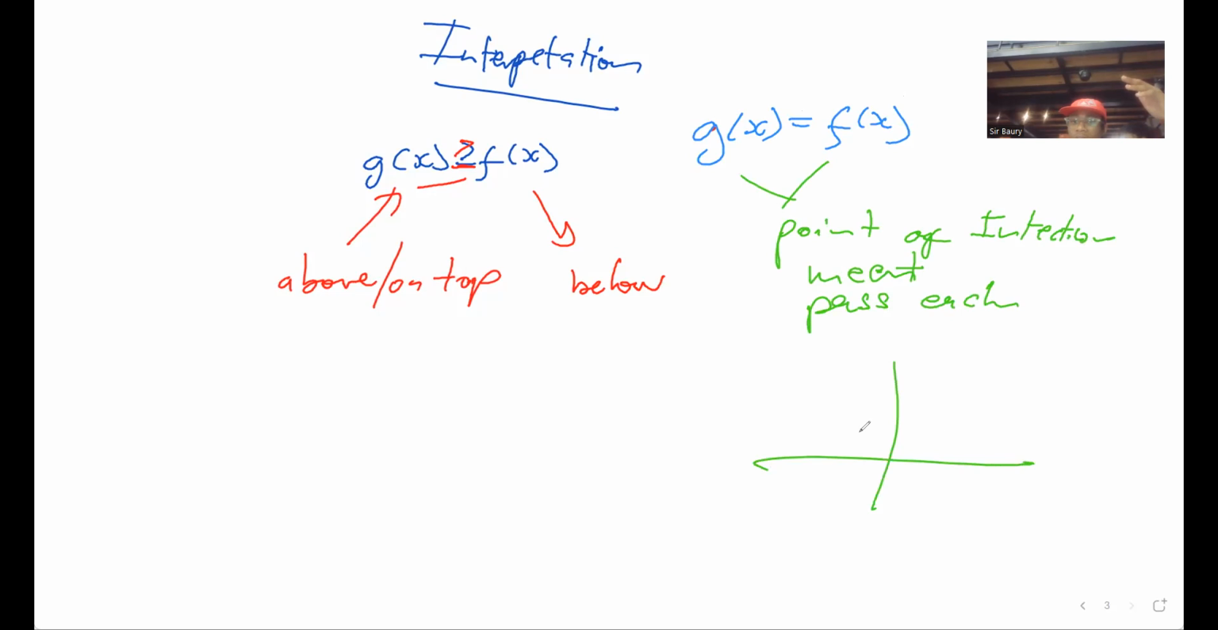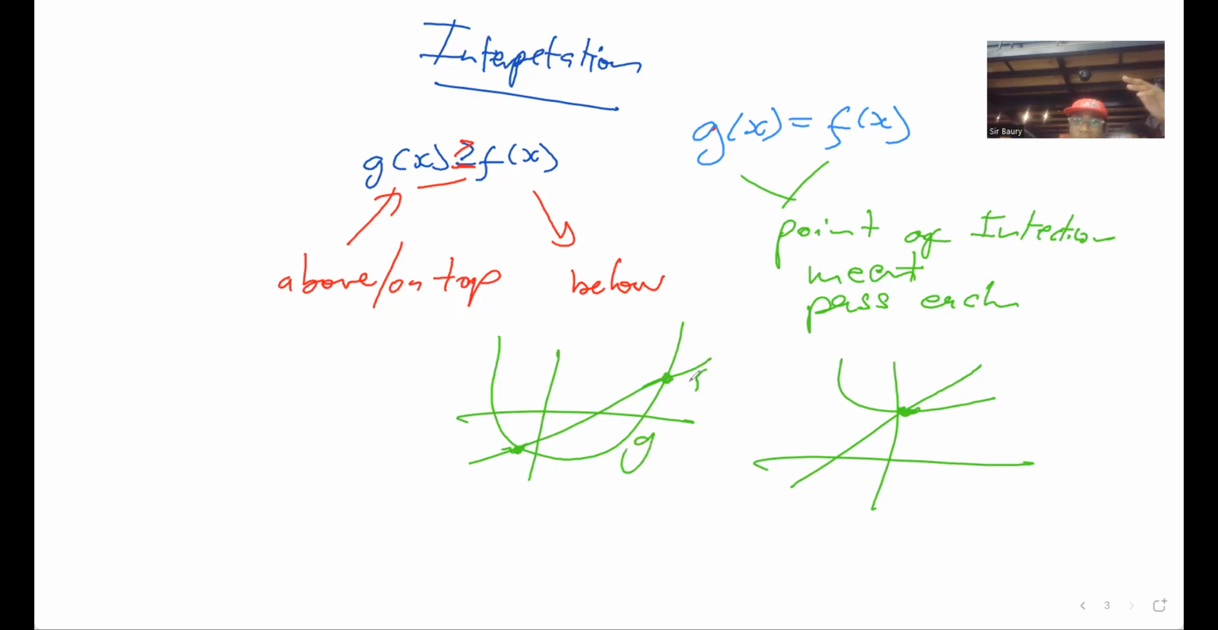Like, let's say you have a graph like this and then another one like this. This point here, and this point here. This is G, this is F. These 2 points, where they're saying equal to, that's what they mean, point of intersection. And then when this is above, let's look at this graph here. Here's F, the straight line. Let me make it more vivid.